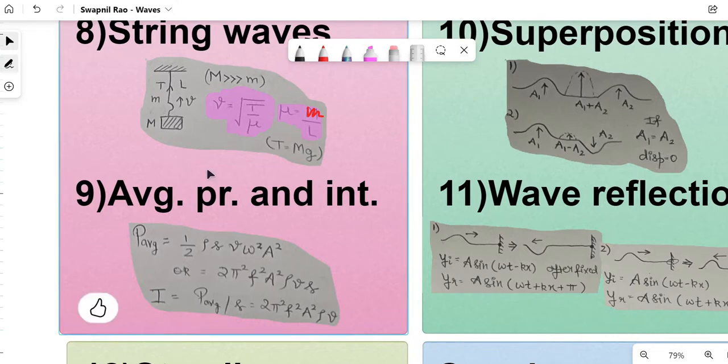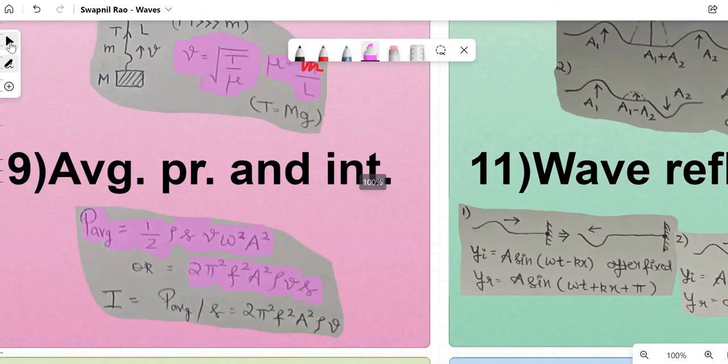Next one would be average pressure and intensity. So the formula would be this. I know the formula is huge, but I would recommend you to do one thing. You can either just notice the proportionality, like P average is directly proportional to the square of omega and the square of amplitude, and just proportional to all of these. Or you can just memorize the formula. I had memorized the formula. You should just wake up and write a couple of formulas every day, and you'll be able to memorize them. And intensity is nothing but the same formula, but divided by S, which is P average by S.